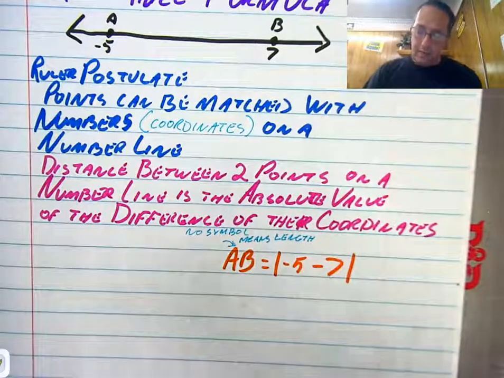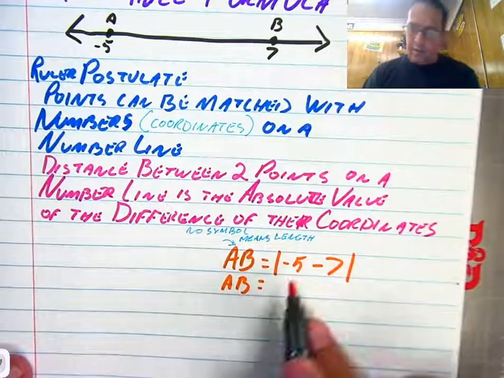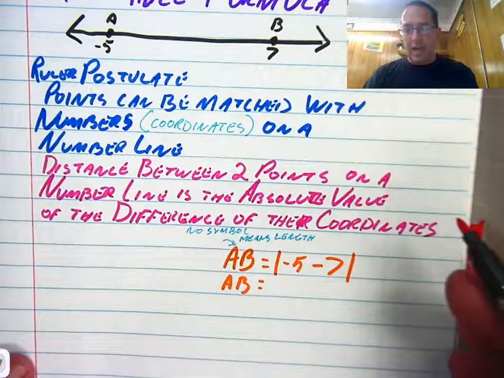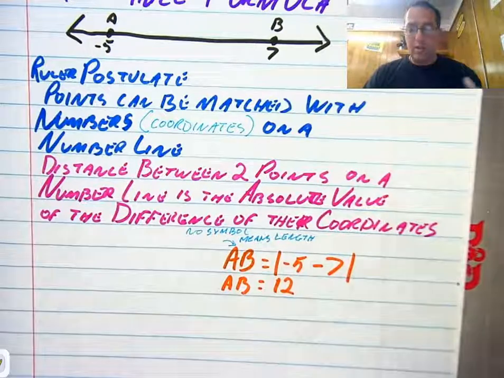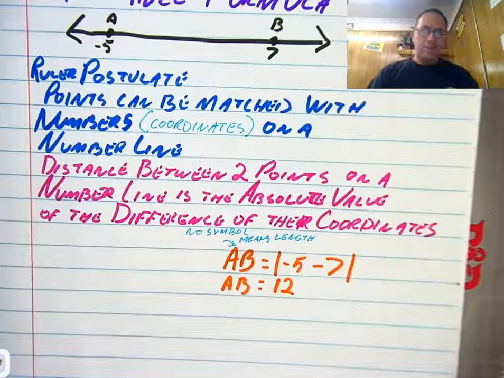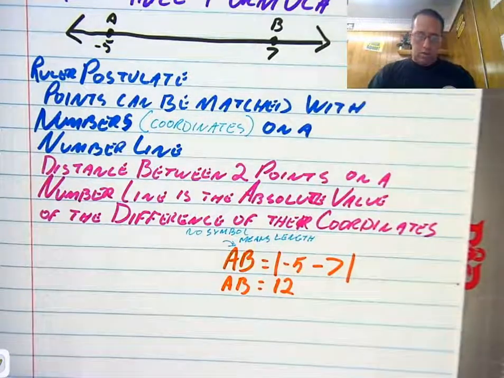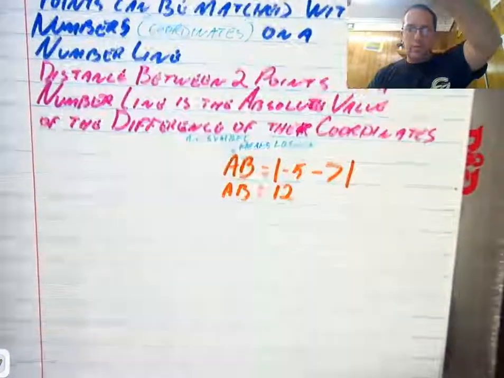So the length of segment AB, the distance from A to B, is equal to, let's see, -5 minus 7, that would be -12, but the absolute value means to make it positive. So the length of AB is 12. All right? So that's pretty easy stuff, not a big deal. Okay, so let's do something a little bit different.